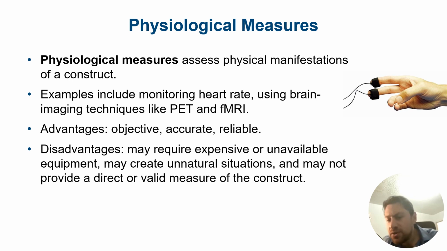So the advantages of physiological measures is that in some ways they're more objective and more accurate and more reliable. They may be able to get beyond the limitations of self-awareness. They may be able to access things that you're not conscious of. They don't require the use of language. But there are also disadvantages as well.